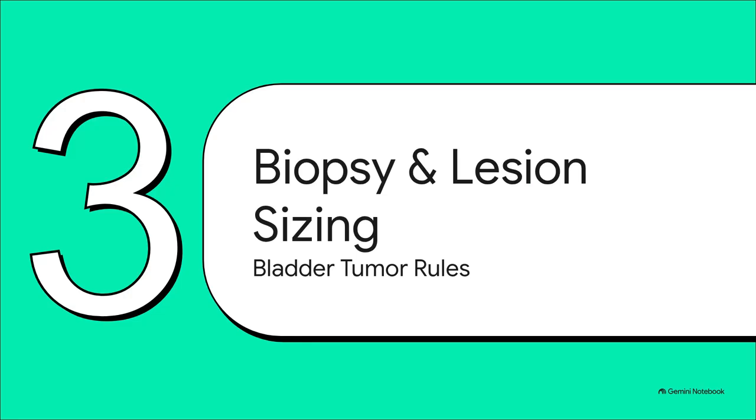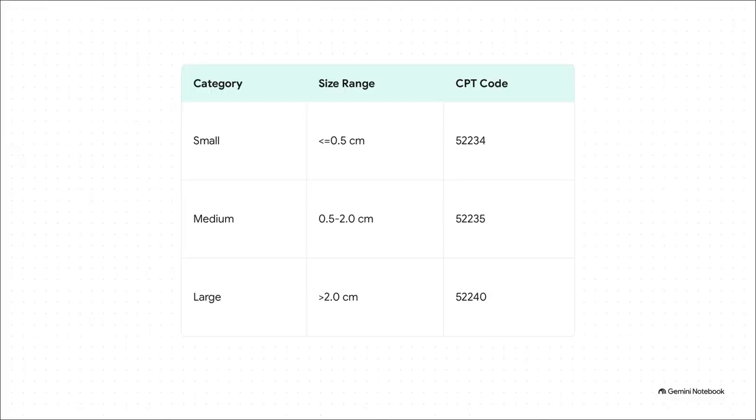All right, let's dive into the details in Section 3, Bladder Biopsy and Lesion Sizing Rules. Now, before we get into fulguration, just remember that a standard biopsy without any fulguration is simply coded as 52224. But when a surgeon actually performs fulguration on a bladder tumor, CPT demands we code strictly by size. You'll want to commit these breakpoints to memory.